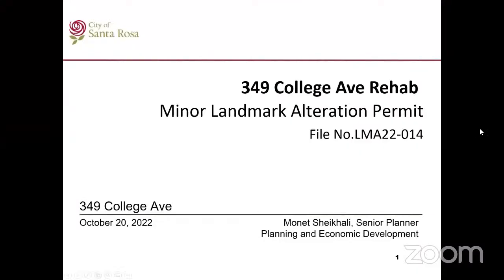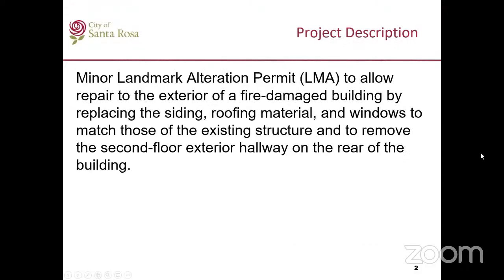So as you mentioned, this is a minor landmark alteration permit for a project at 349 College Avenue. The project is proposing to repair the exterior of a fire damaged building by replacing the siding, the roofing materials, and windows that will match those existing on the structure, and to remove the second floor exterior hallway on the rear of the building that was added later and is not part of the original historic building.